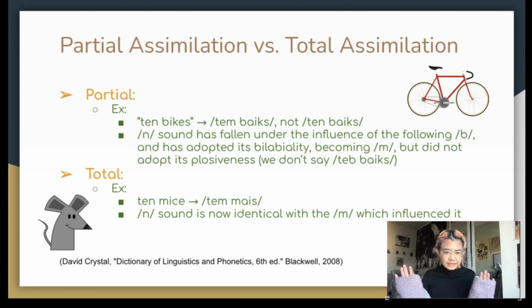So what is the difference between partial assimilation and total assimilation? Well, for partial, it doesn't really fully adapt to the sound next to it. So ten bikes becomes ten bikes and not ten bikes. That is pretty silly. And for total assimilation, well, it is completely identical or nearly identical to the sound next to it. So ten mice becomes ten mice.